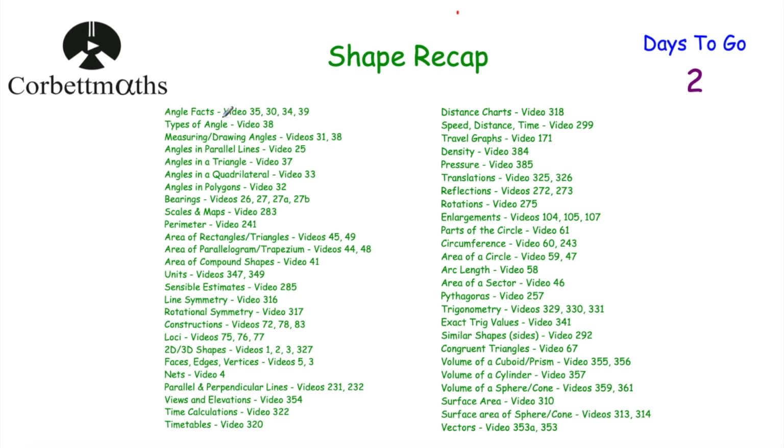Know your types of angles, so those are small acute angles, your right angles, your obtuse angles, the ones between 90 and 180, and the ones bigger than 180, which are reflex angles. Make sure you know how to measure and draw angles using your protractor. Obviously, make sure you've got your protractors, just double check now that you've got it.